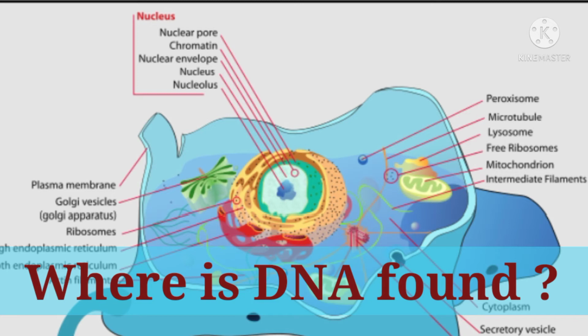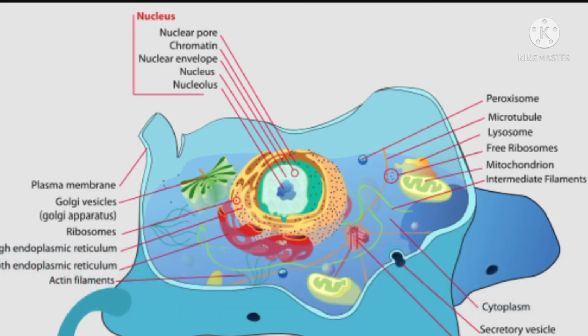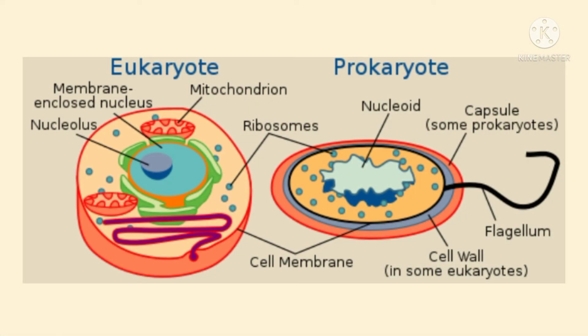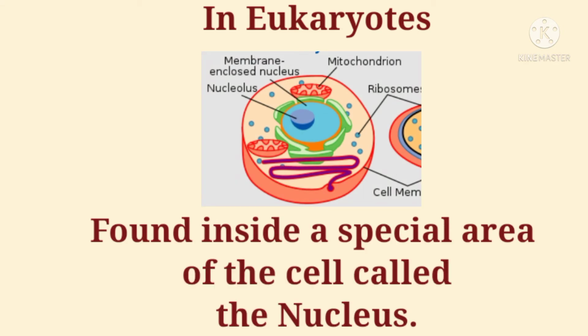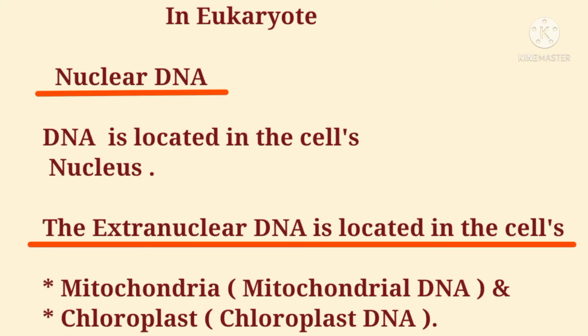You may ask me, where is DNA found in a cell? We all know that there are two types of cells, prokaryotic and eukaryotic. At first, we'll talk about the DNA in eukaryotic cells. In eukaryotes, DNA is found inside a special area of the cell called the nucleus. The DNA found in the cell's nucleus is called nuclear DNA.